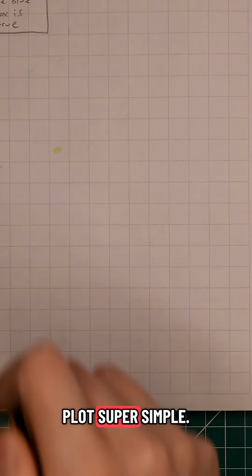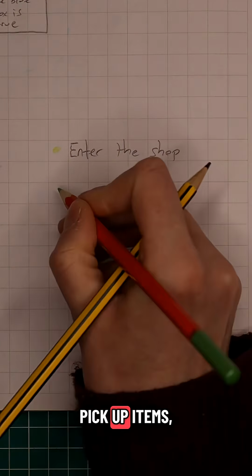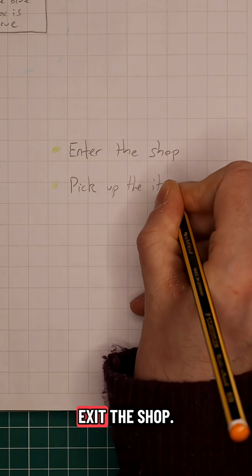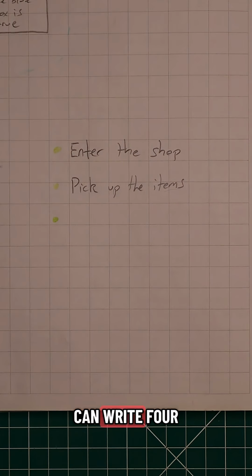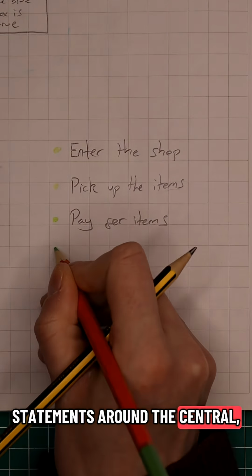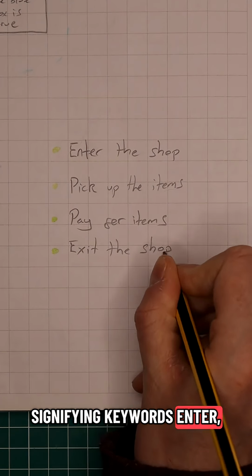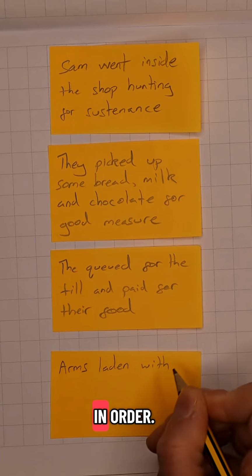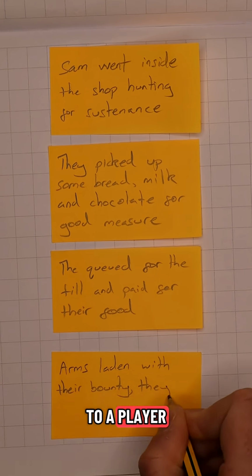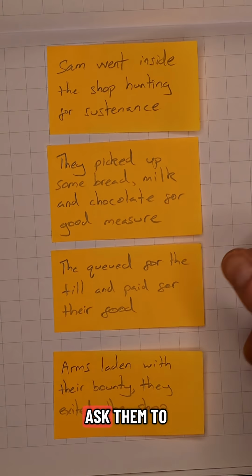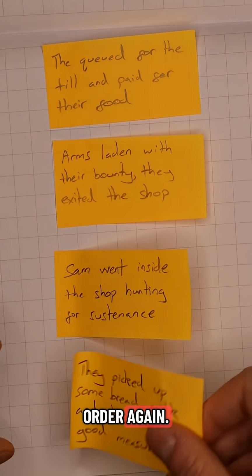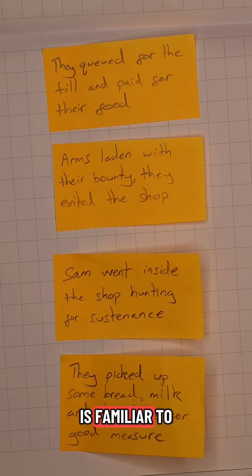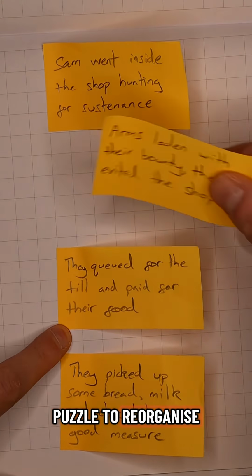I've made the plot super simple. Enter the shop, pick up items, pay for items, exit the shop. From that, we can write 4 statements around the central signifying keywords: enter, pick, pay, exit. So we write out each statement in order. To present it to a player, we mix these statements up and ask them to put them in order again. Because the context is familiar to most people, it's a simple puzzle to reorganize.